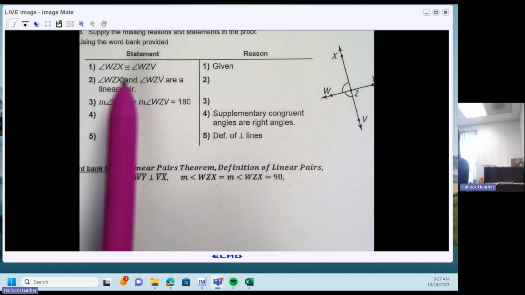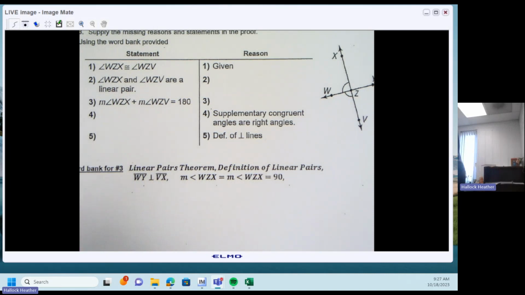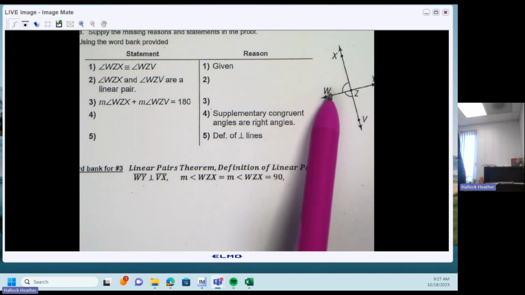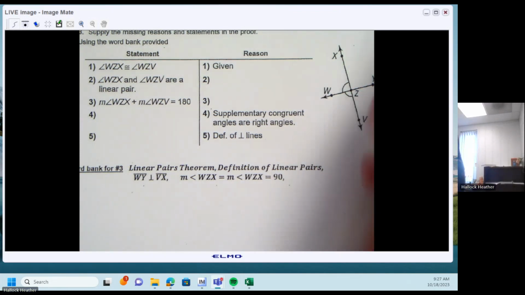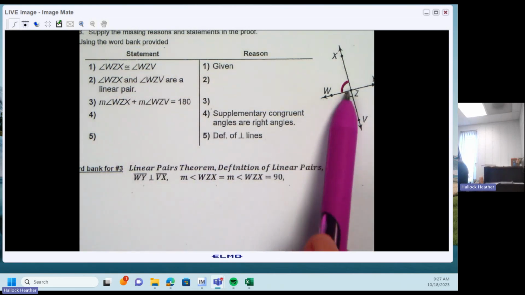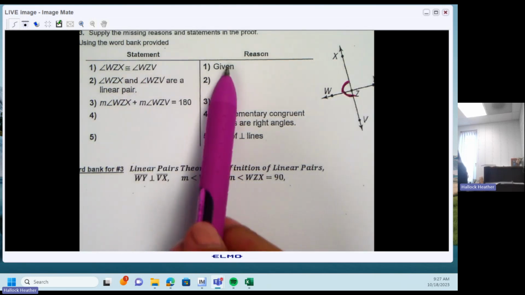So based on what I have, it says angle WZX is congruent or equal to WZV. These are two congruent angles. I know that because it is given. The first reason should always be given.